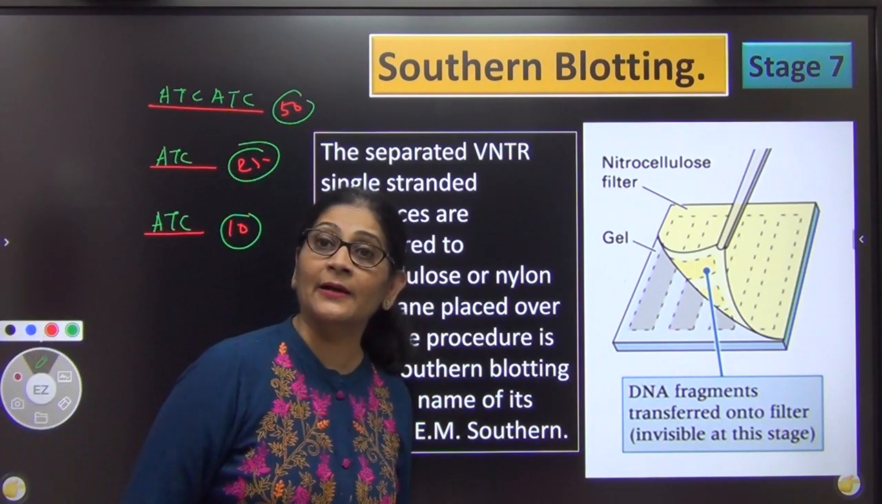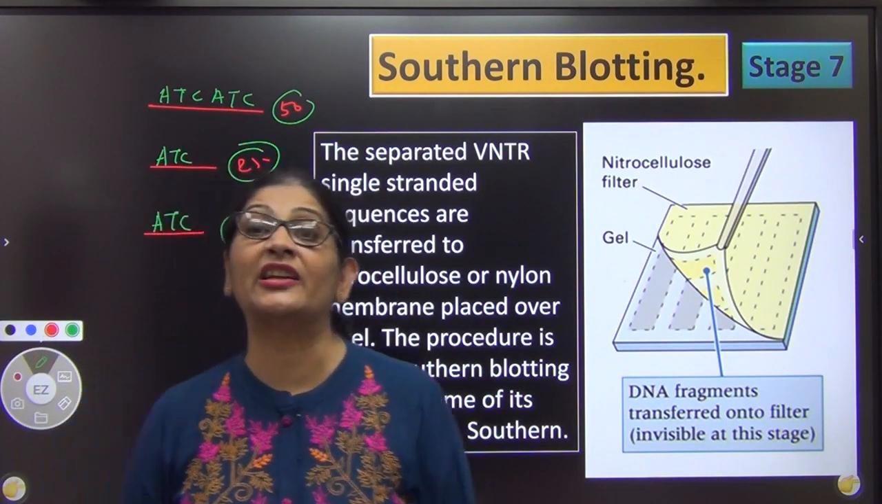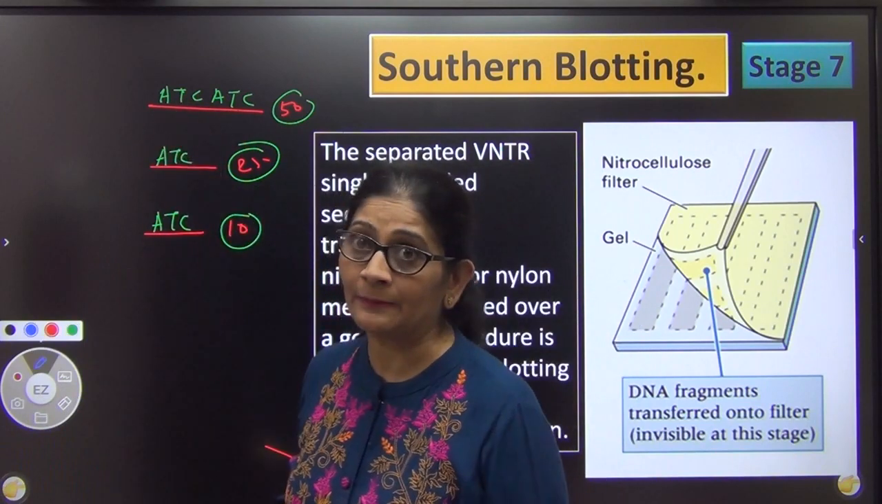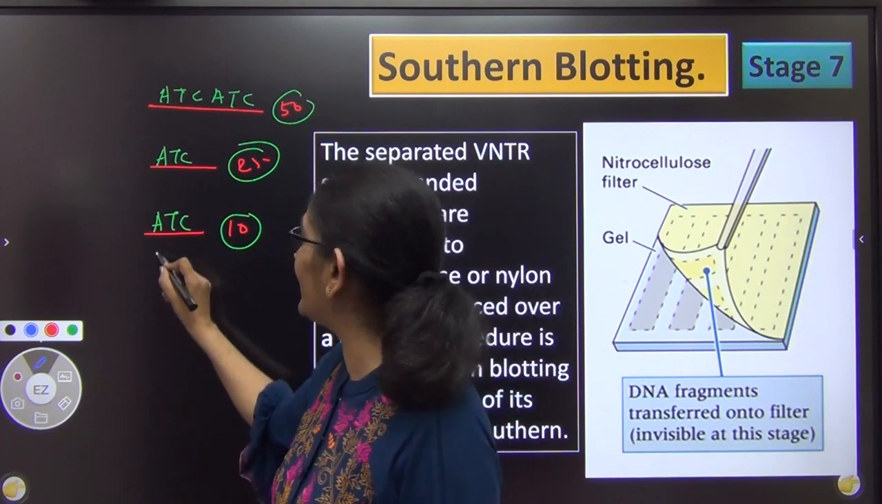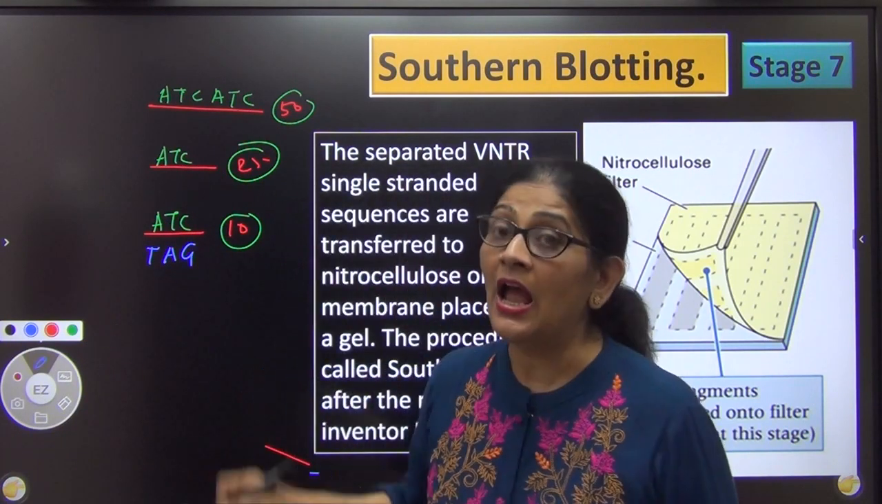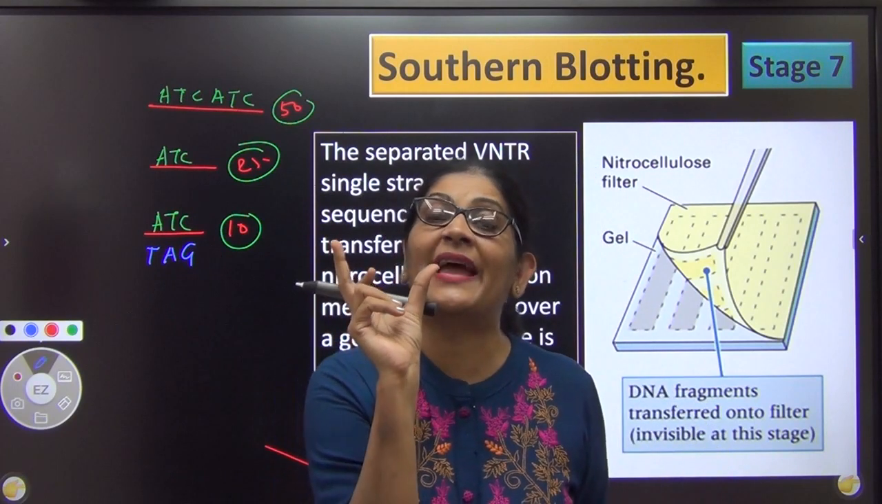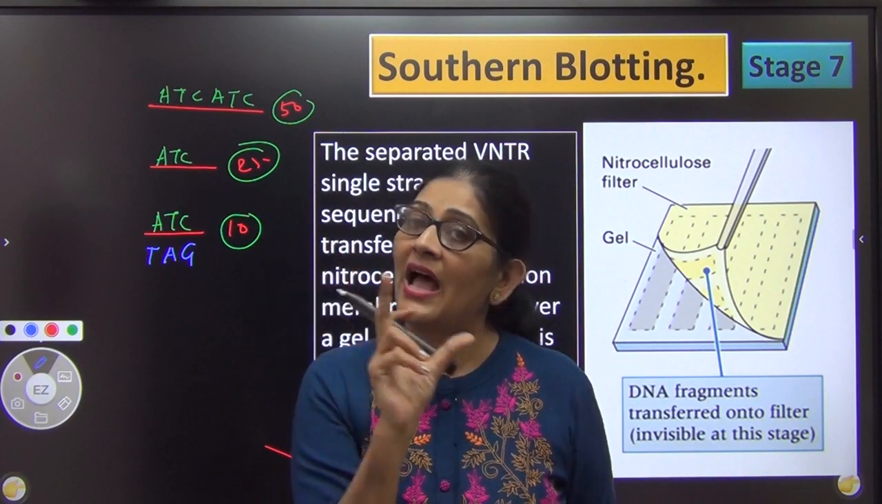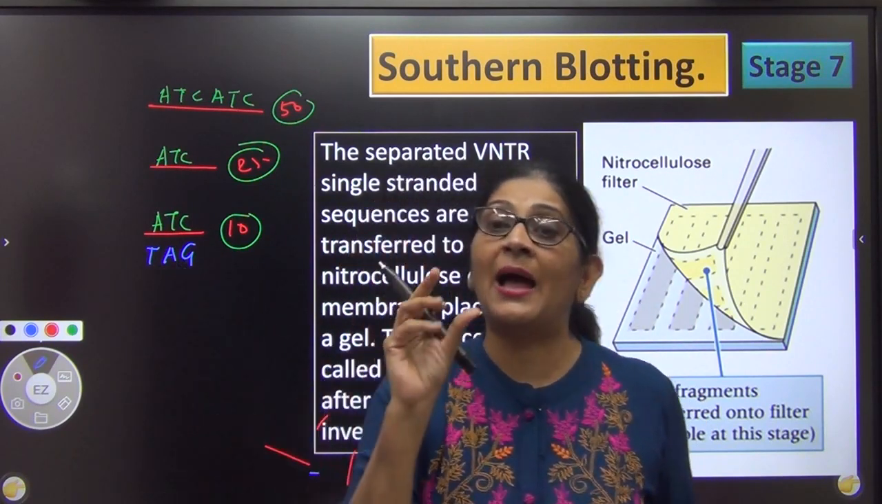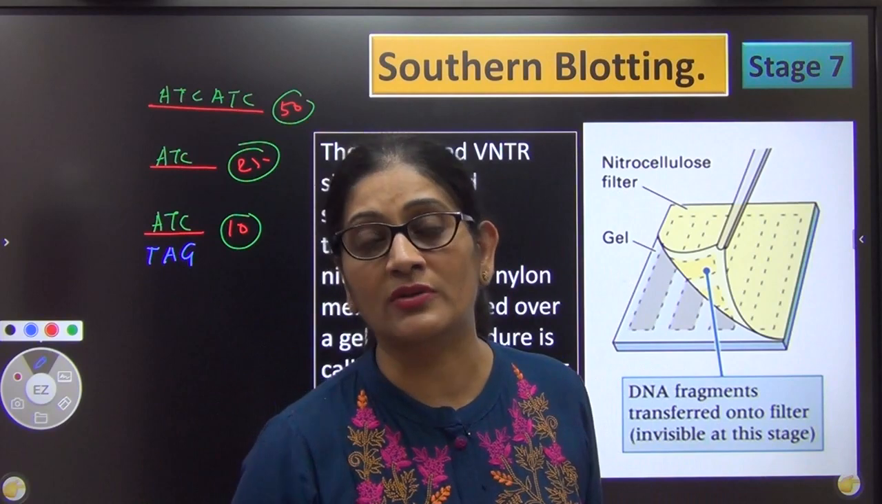Now what we did is, I am going to take radioactive probes. Now what are radioactive probes? If here it is ATC, then what will be its complementary nucleotide? It will be TAG. It is going to be TAG. Here we will make small probes of TAG, only TAG. I am going to make them, and in adenine, thymine and guanine I am going to use radioactive molecules.